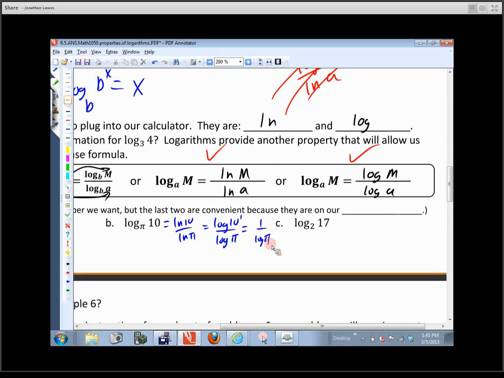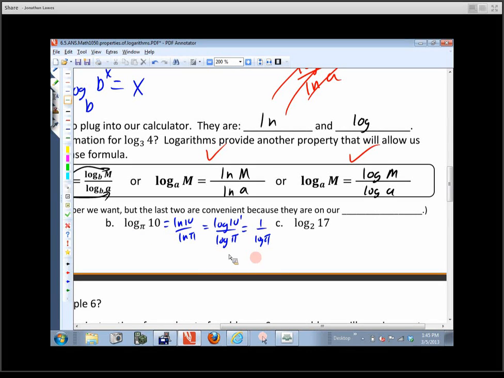Or if you were to say, hey, can I write this as simply as possible? That's maybe about as simple as it gets. At least it's in terms of a logarithm that we're mostly familiar with. Log base 10 is a heck of a lot more familiar, or maybe easier to understand, than log base pi. Questions there?